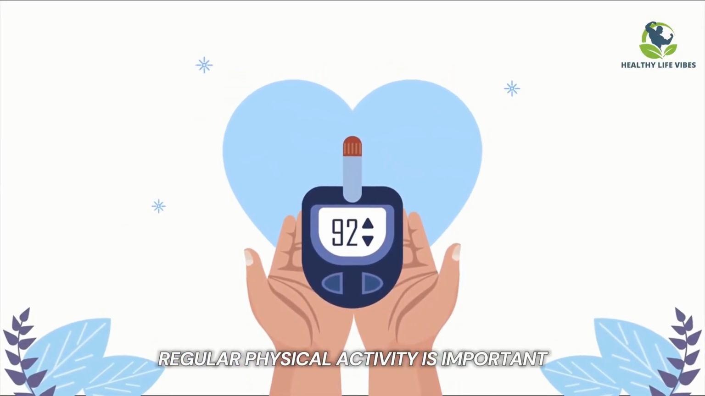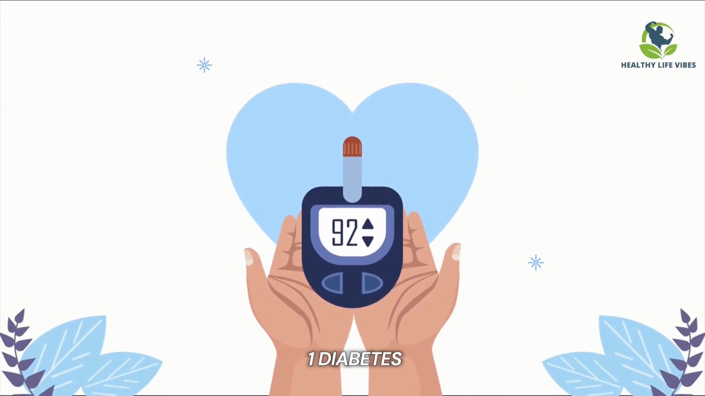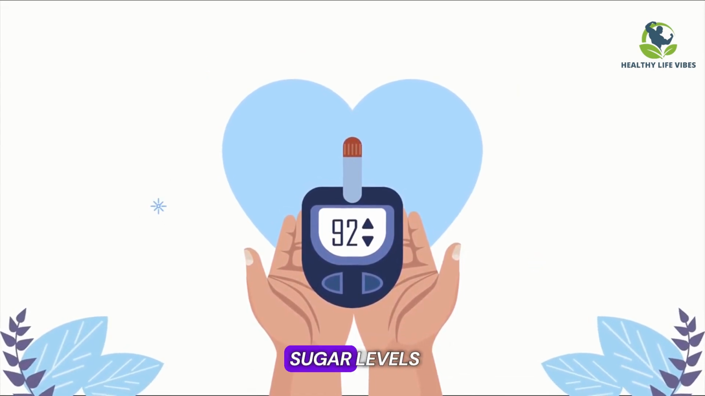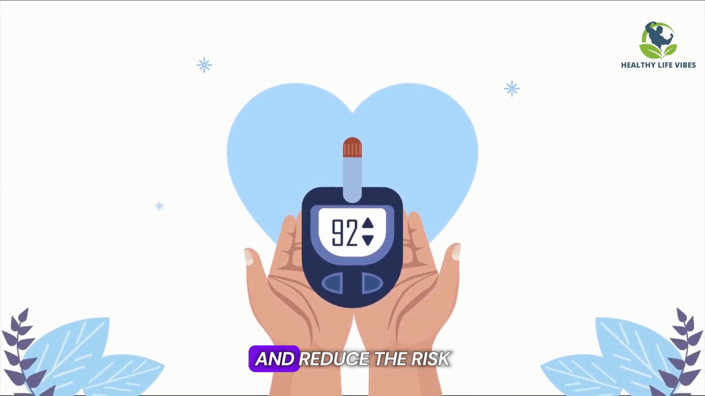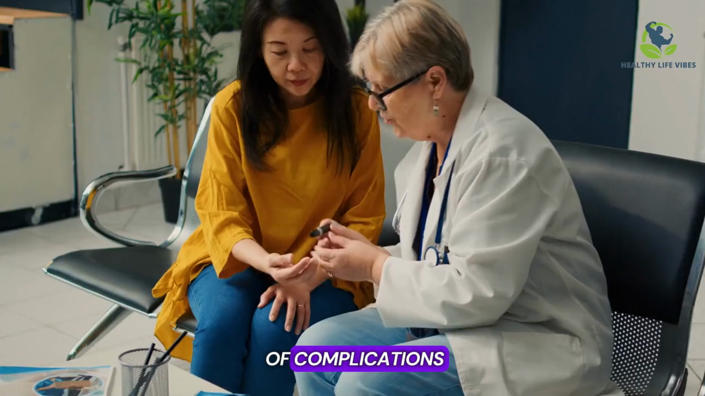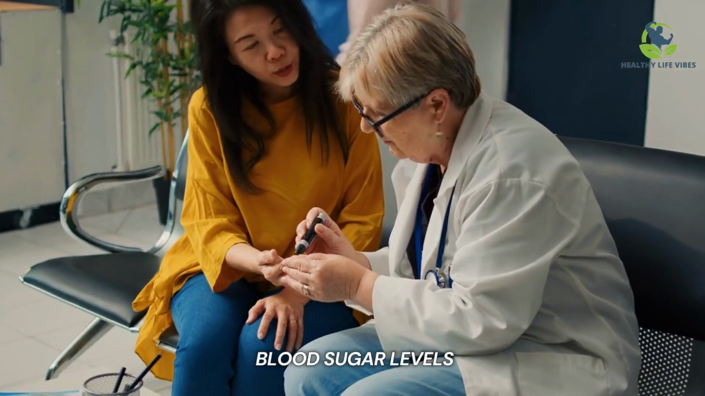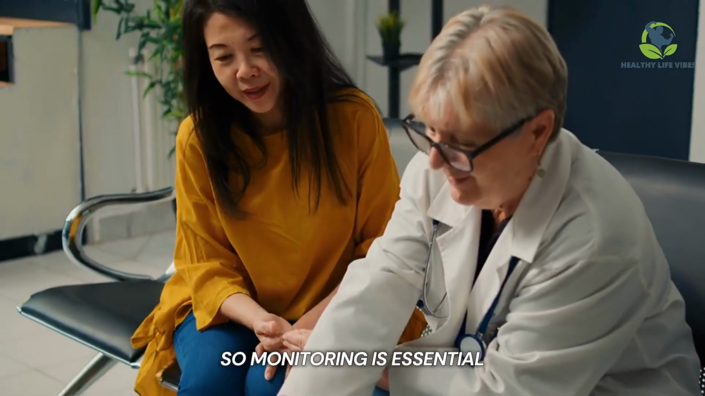12. Exercise. Type 1 diabetes. Regular physical activity is important for people with type 1 diabetes to help control blood sugar levels, maintain a healthy weight, and reduce the risk of complications. However, exercise can affect blood sugar levels, so monitoring is essential.